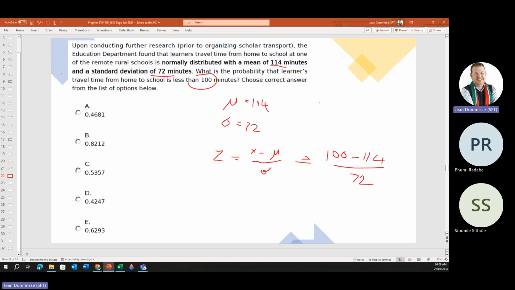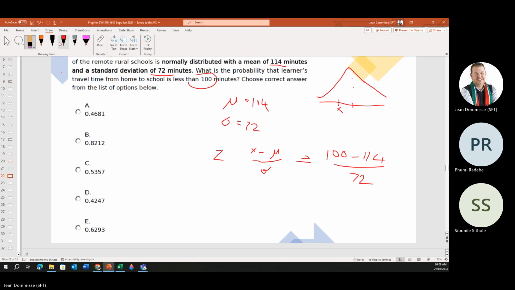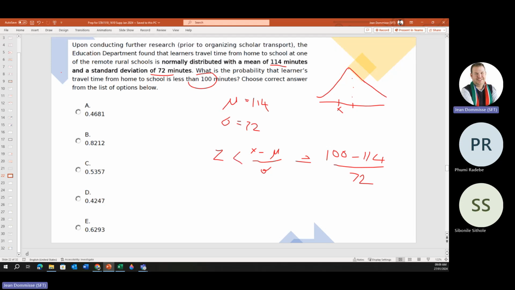So again, if we go to the table where that is 0, this value is going to sit somewhere on the negative side. What is the probability that the learner is less than? So I should have again, okay, less than is to this side.